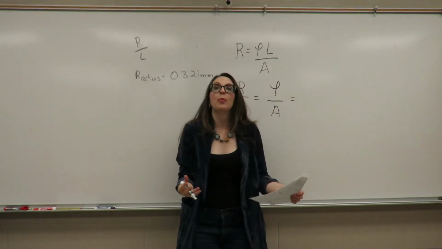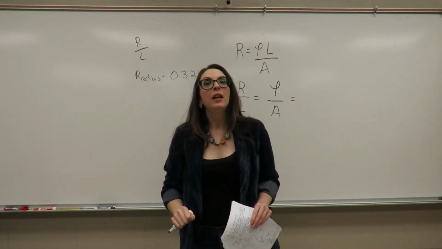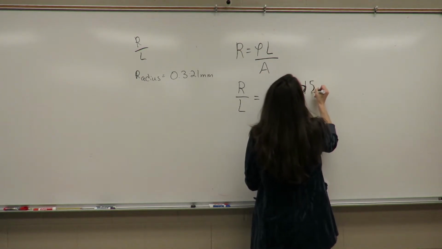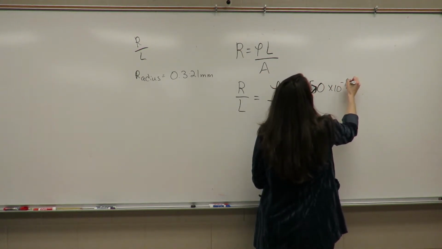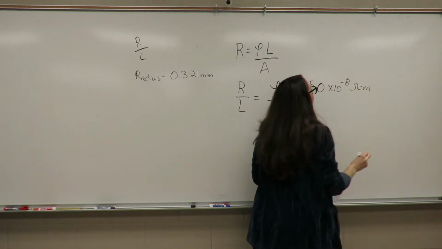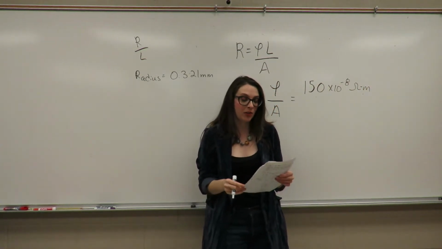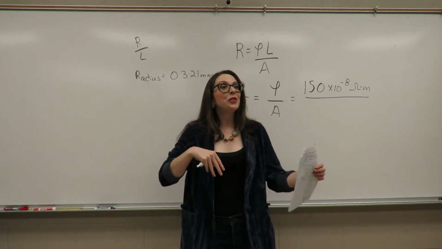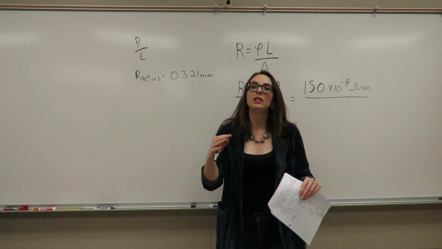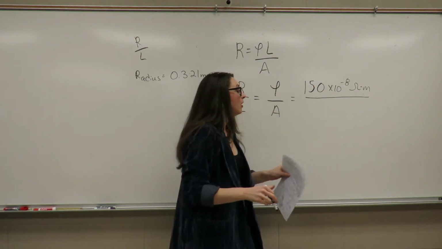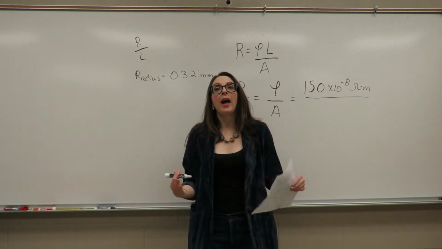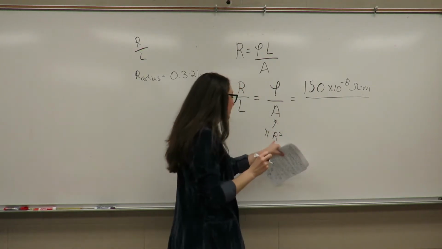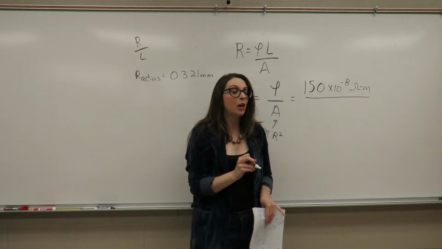Now, the resistivity is a property of a material that you'd have to look up in a table, and so the resistivity of nichrome is 150 times 10 to the minus 8 ohm meters. Ohm times meter, that's the units of resistivity. Okay, and I'm going to divide it by the cross-sectional area of a wire. So if you think about a wire, it's long, and its cross-section we can approximate as a circle. So the area of a circle is pi times radius squared, pi r squared. In this case, r is the radius here.